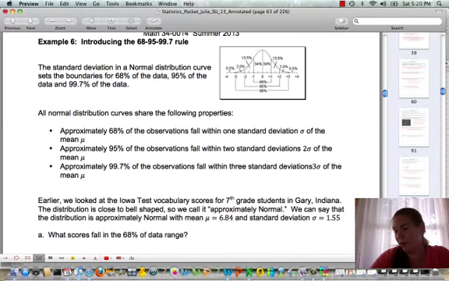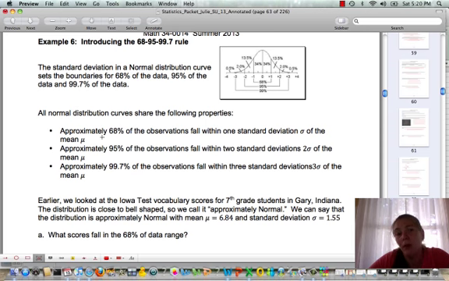Here in example 6 on page 63, we introduce what's known as the 68, 95, 99.7 rule. What this rule tells us is that the standard deviation in the normal distribution curve sets the boundaries for 68% of the data, 95% of the data, 99% of the data. And you can see here on the graph, the 68% right here goes from -1 to +1. That's meaning -1 to +1 standard deviations.